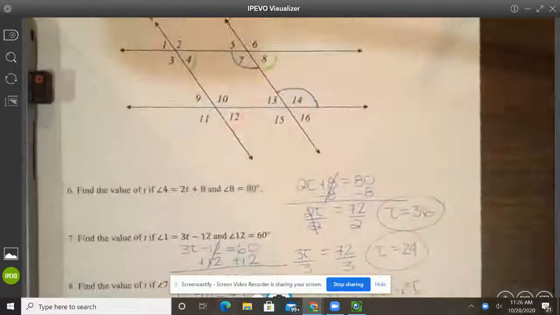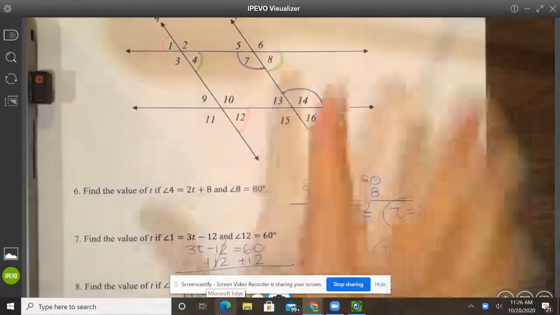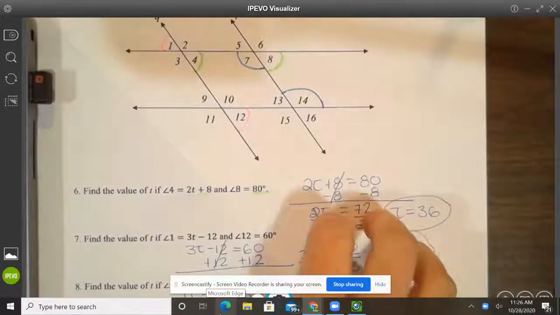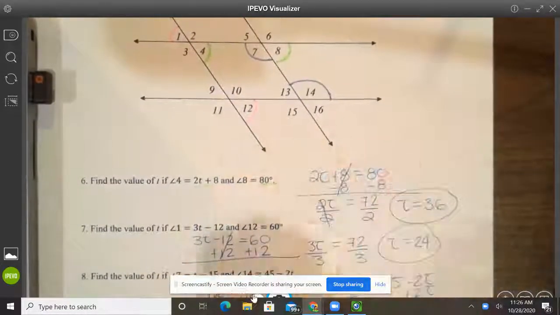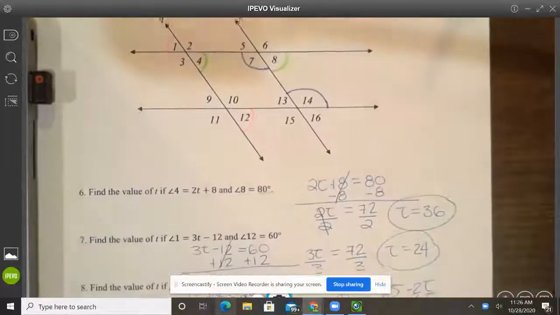So we have to classify this first to be able to set them up either equal to each other, add them, or to find that value.